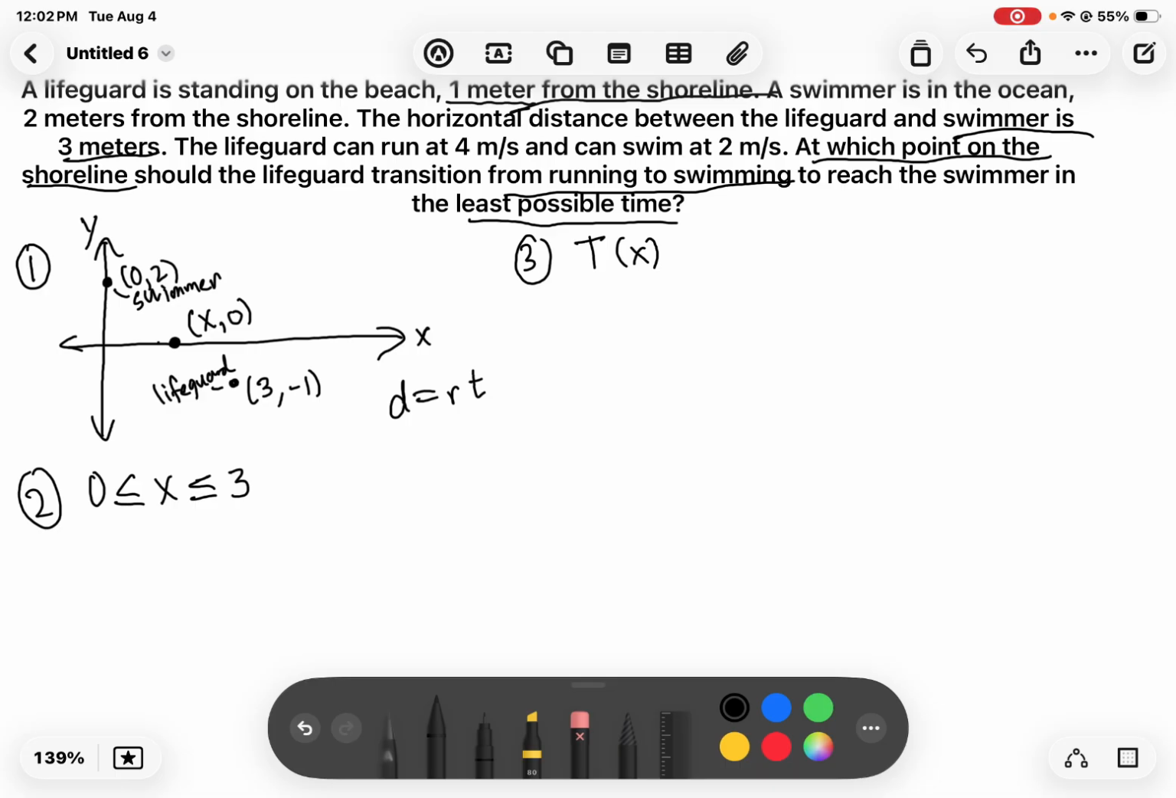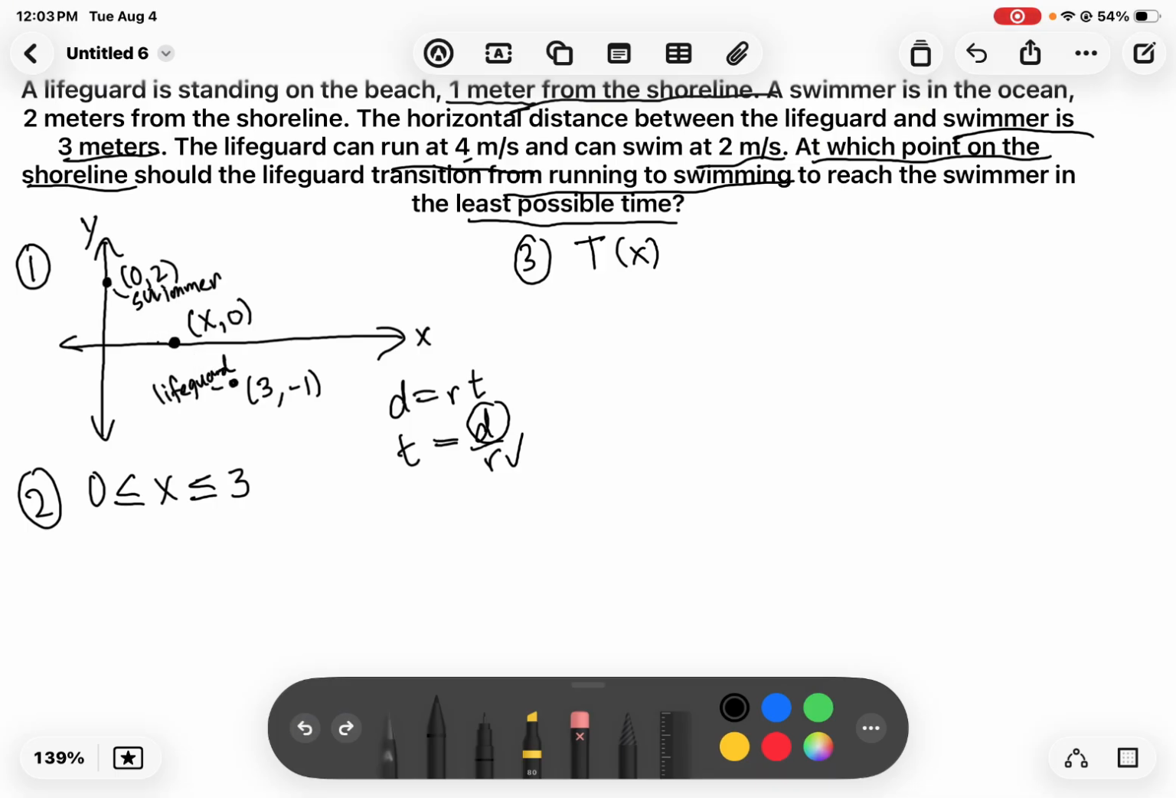Right? So in other words, we have time is equal to the distance over the rate. We already know the rates of the lifeguard. The lifeguard can run at 4 meters per second on the beach and swim at 2 meters per second in the ocean. So the rate variable r is taken care of. The only thing we have to find is the distance. We want to find this distance right here, and then this distance right here. Let's begin with that first distance.